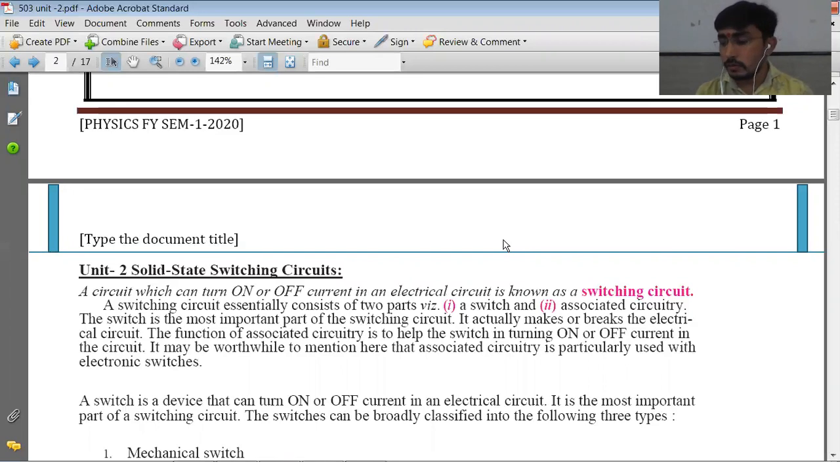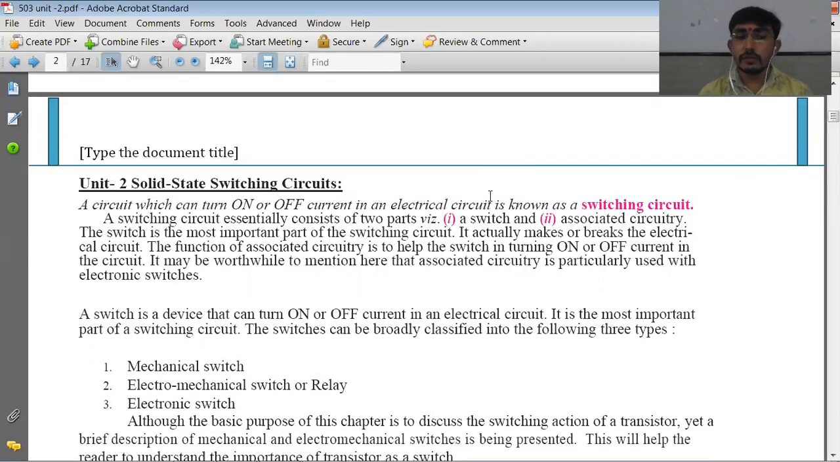Let's have an introduction to the switch. So what is a switch? A switch is a device that can turn on or off the current in the electrical circuit. It is one of the most important parts of the switching circuits, and it is broadly classified into three types: a mechanical switch, an electromechanical switch, which today we call a relay, and last one is an electronic switch.